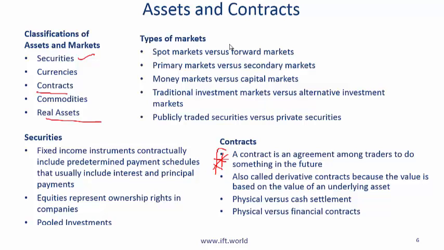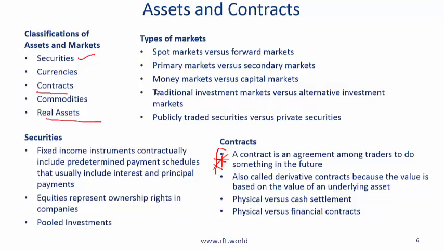There are different types of markets, and you need to understand the distinctions here. Spot market versus forward markets. In the spot market, you are buying today. In the forward market, you are agreeing today to buy in the future. Primary markets versus secondary markets. In primary markets, the issuer of a security is raising money. In the secondary market, the securities are trading between investors.